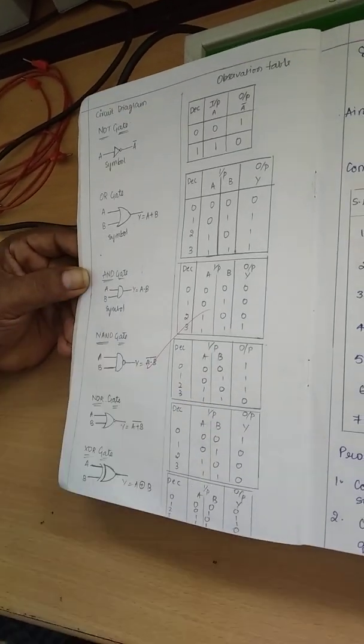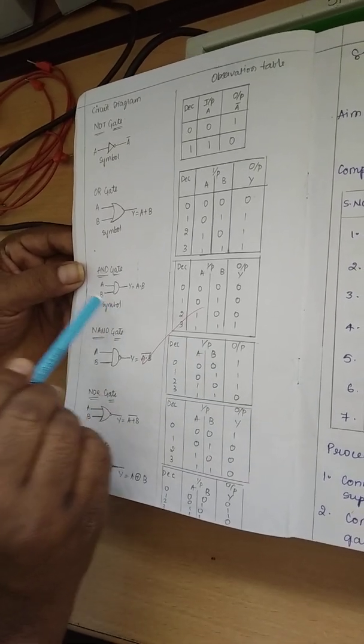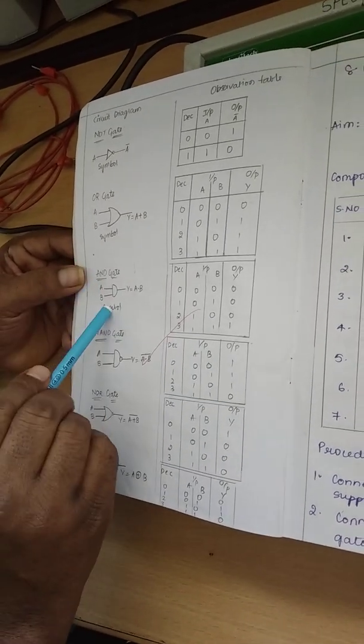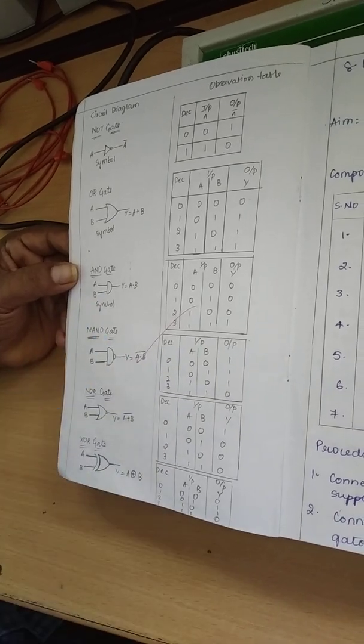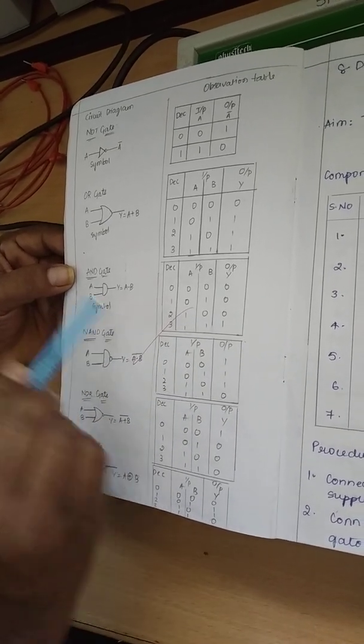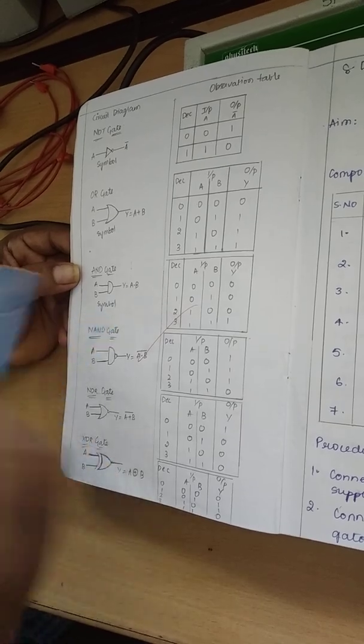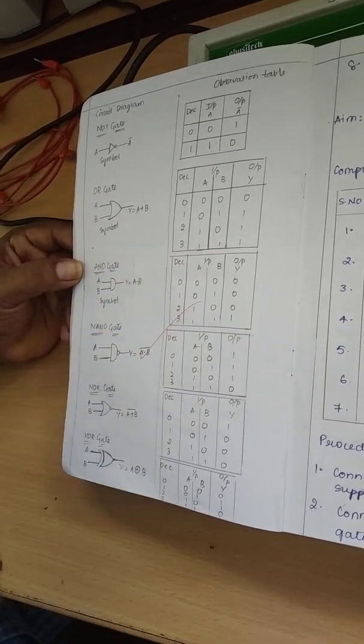So next gate, AND gate. This is the symbol of the AND gate. These symbols are very, very important, my dear students. Please remember the AND gate symbol, OR gate symbol, NOT gate symbol, whatever may be. So these symbols are very, very important.